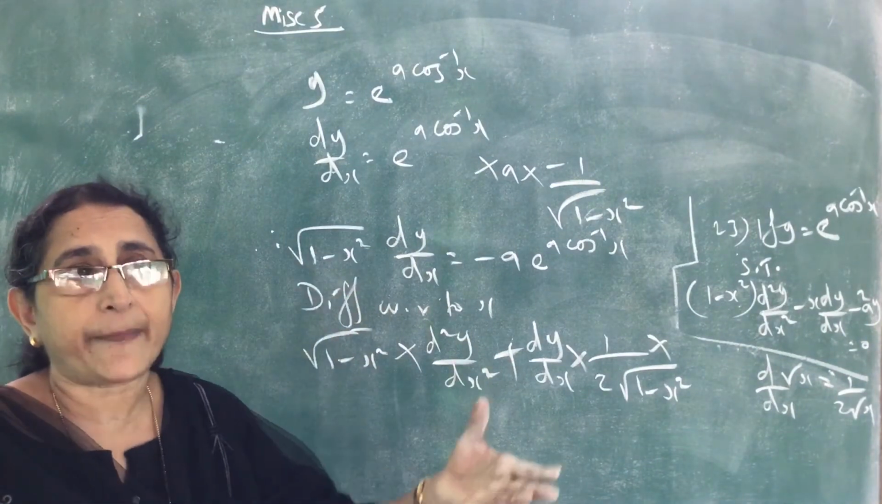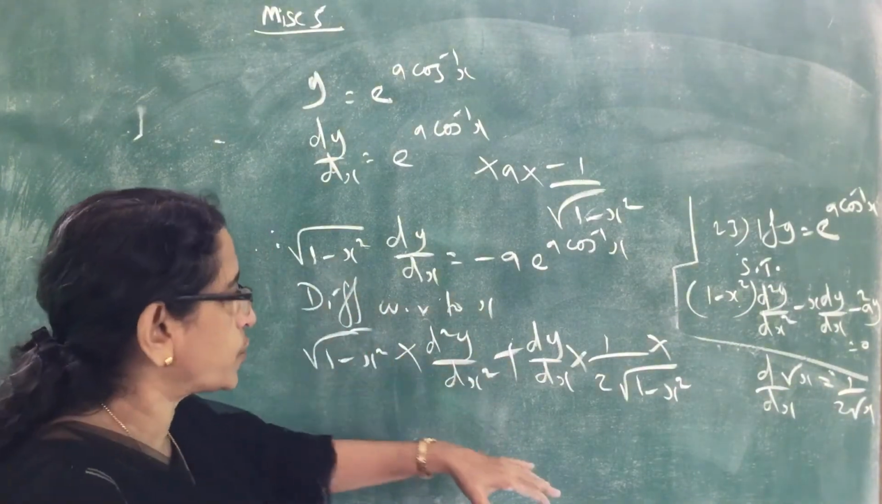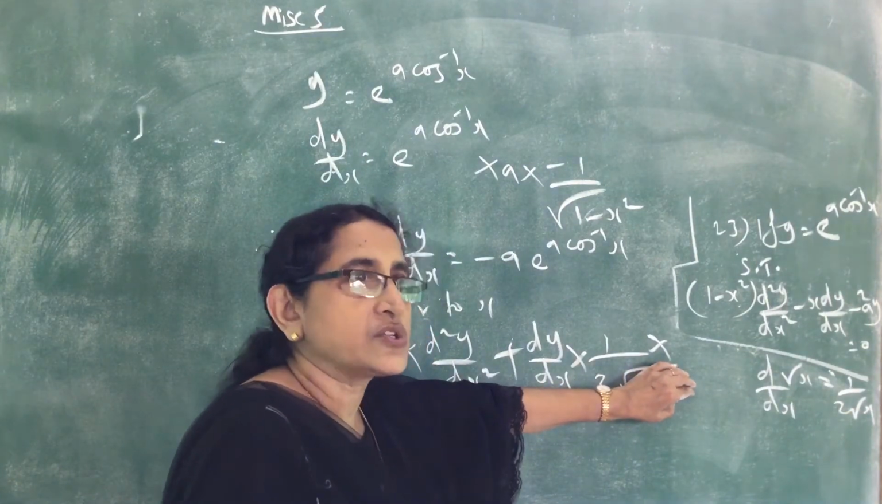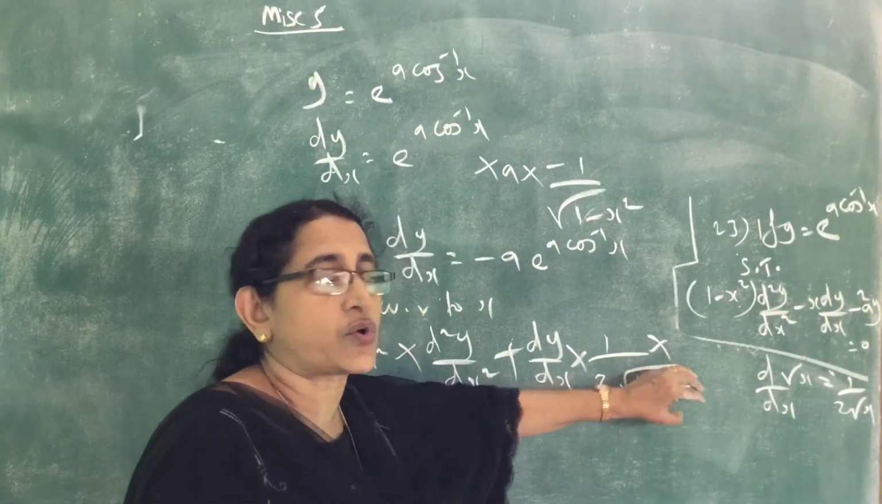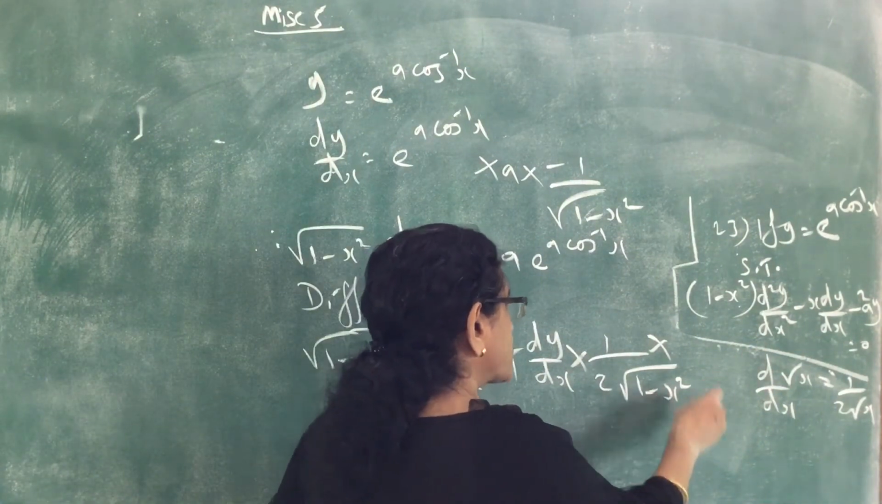So we have to multiply by the derivative of 1 minus x square. The derivative of root x is 1 by 2 root x, so 1 by 2 root of 1 minus x square, into the derivative of 1 minus x square. What is the derivative of 1 minus x square? Derivative of 1 is 0, derivative of minus x square is minus 2x.